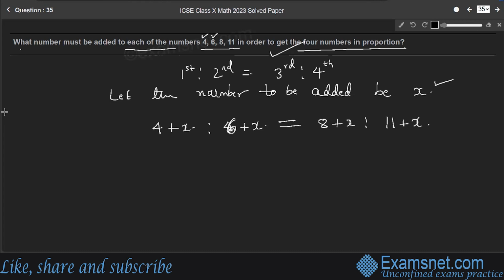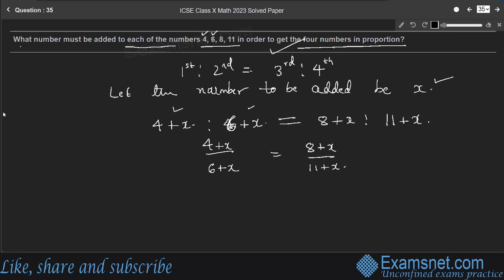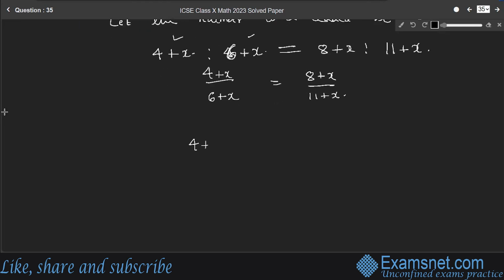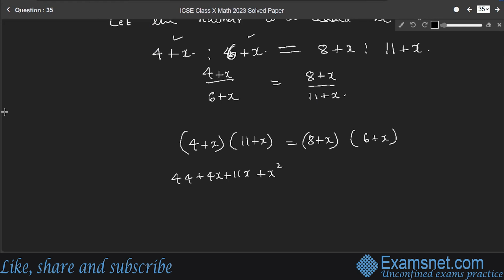So if we add x to each of the given numbers, the proportions will be equal, right? So that means 4 plus x by 6 plus x is equal to 8 plus x by 11 plus x, right? So now cross multiplication, 4 plus x into 11 plus x is equal to 8 plus x into 6 plus x, right? So expand this, 44 plus 4x plus 11x plus x square is equal to 48 plus 8x plus 6x plus x square.